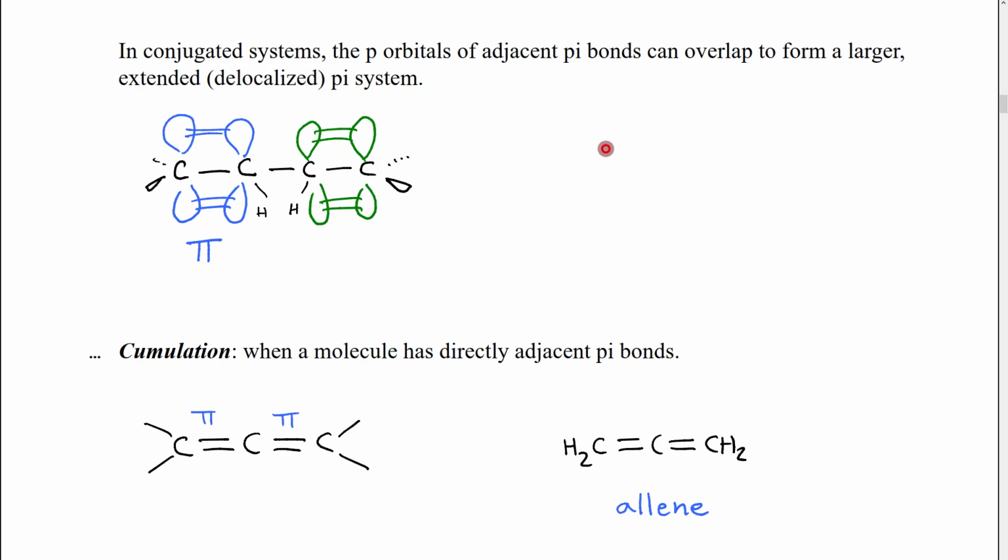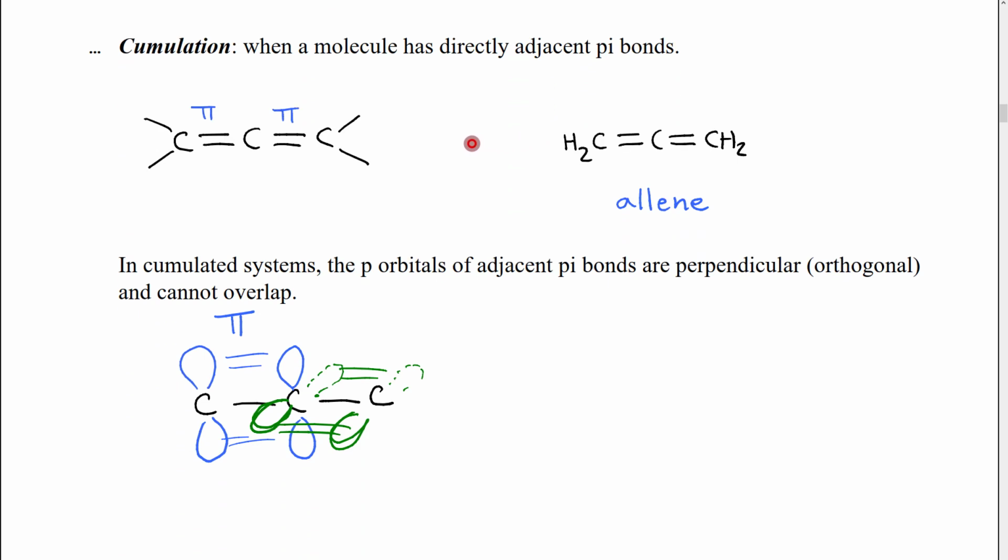Now, we need to be careful to distinguish between conjugation, where we have alternating pi bond, single bond, pi bond, and cumulation. Cumulation is when pi bonds are directly attached to each other, sharing a carbon in the middle. So here's an example. We have a pi bond attached to this carbon and then another pi bond attached to this carbon. Molecules that have this are called cumulenes. The simplest cumulene would be allene, which is this molecule, common name of allene.